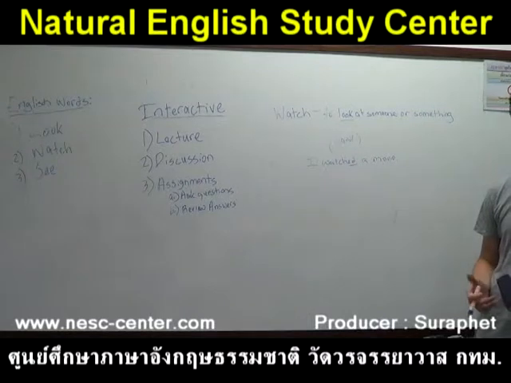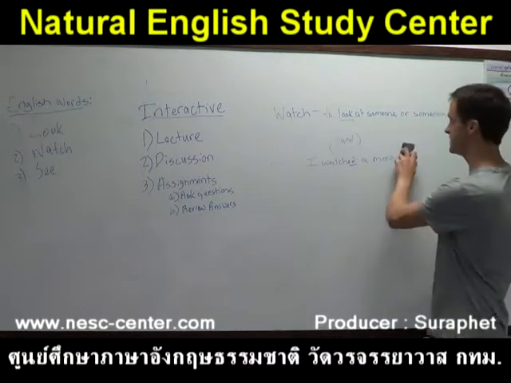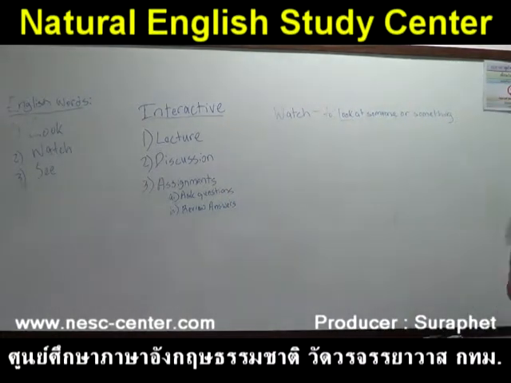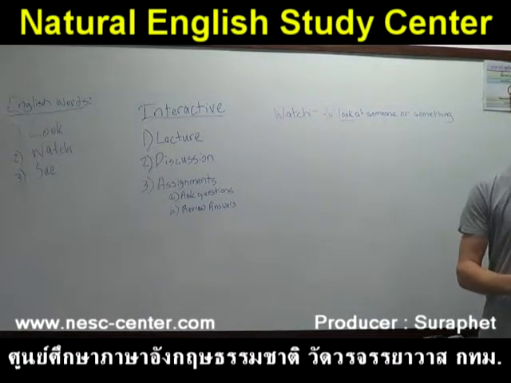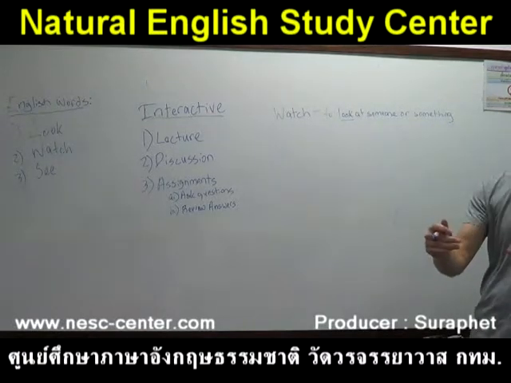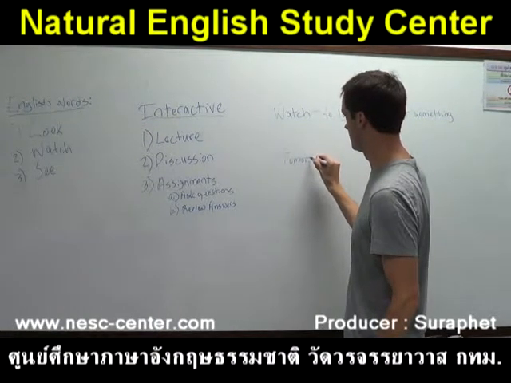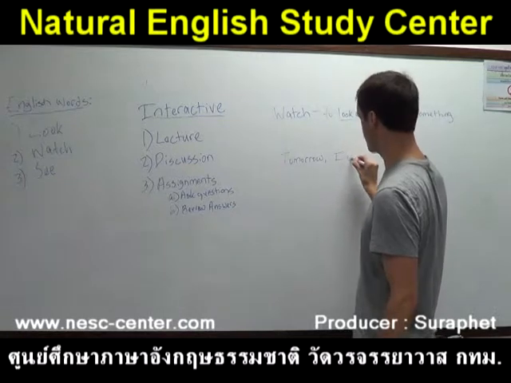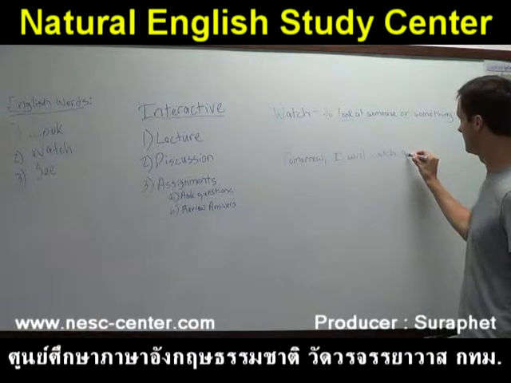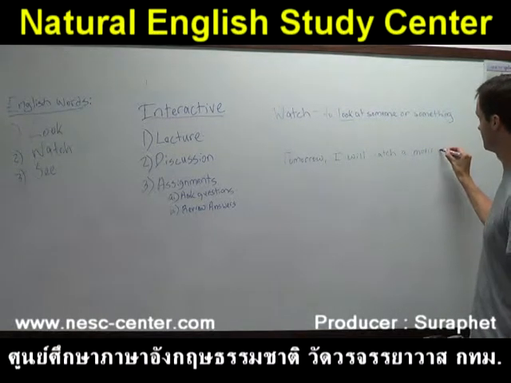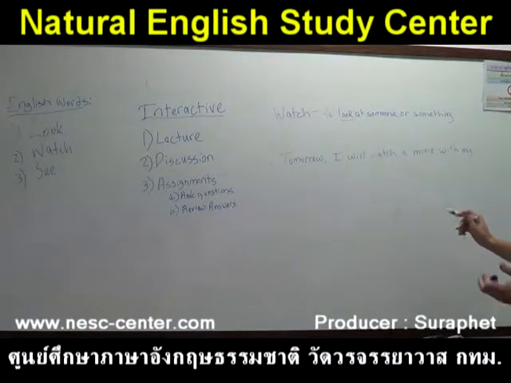Tomorrow I watch a movie with my friend. Okay, yes. So let's use that in a sentence. Tomorrow you're going to watch a movie with your friend. To use it in the future tense, I'll show you how you write this. You would say: tomorrow, I will watch a movie with my friend at Siam Paragon. Okay.